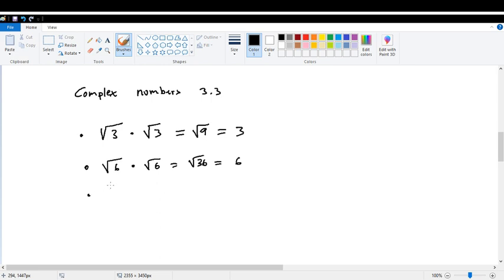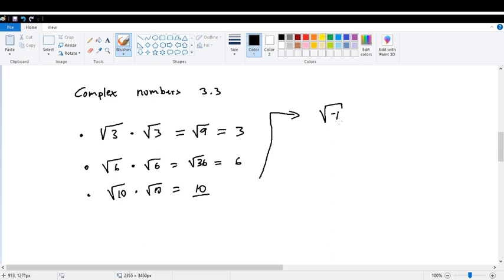Okay, so there's a pattern here. The root of a number times the root of that same number is equal to the number inside, which we call the radicand. All right, so let's take that same idea and apply it to something like this. If I have the root of -1, what would the root of -1 be?